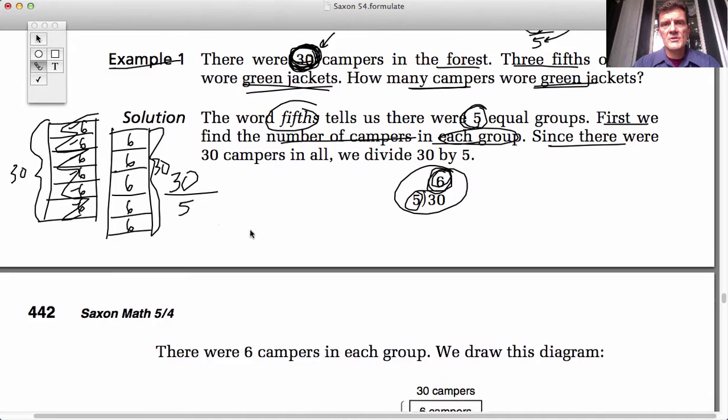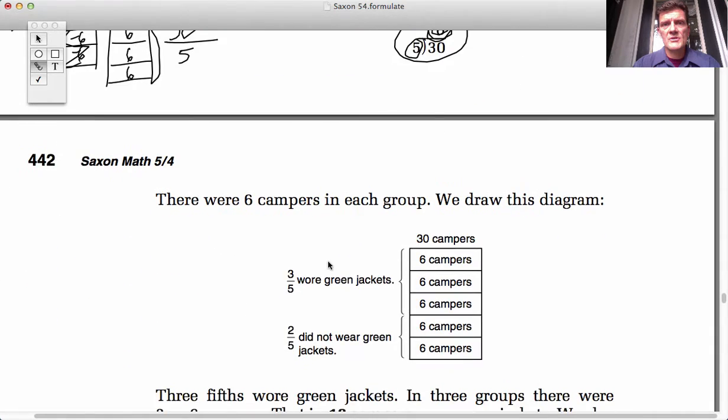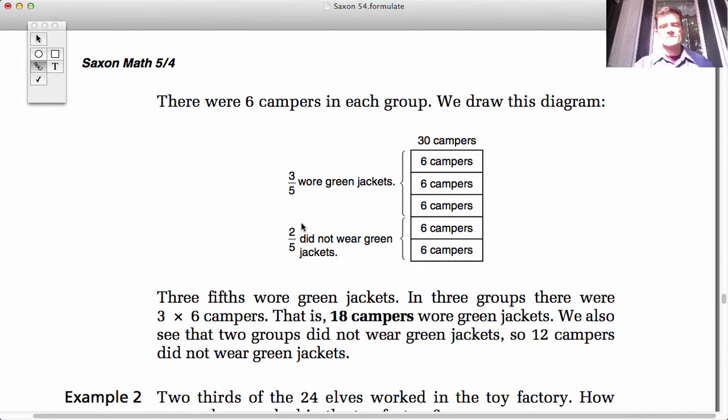Now we want 3 of those groups who wore green jackets. That means 2 of the groups did not. So let's take these 3 right here, and assume those 3 groups are wearing jackets. 3 times 6 is going to tell you how many of the campers were wearing green jackets. That would be 18.